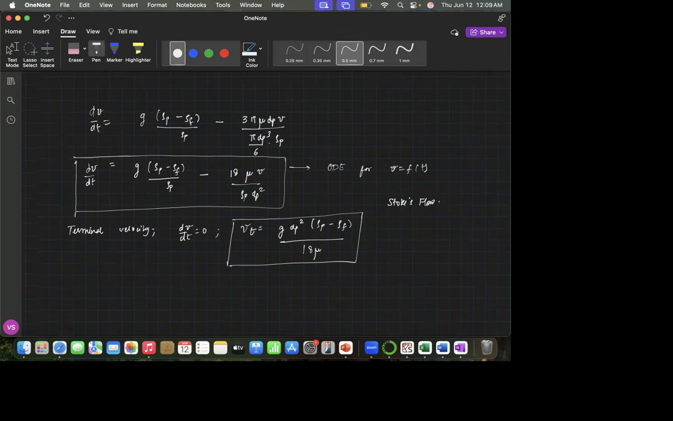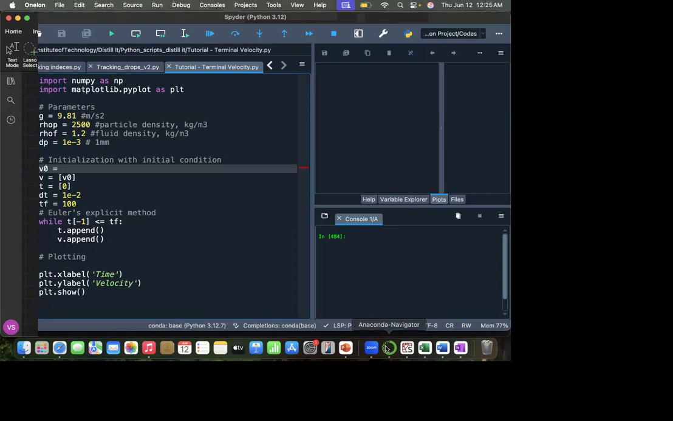This is for Stokes flow, right? So now that we have the differential equation, let's go ahead and try to evaluate this numerically. I have actually written some part of the code.